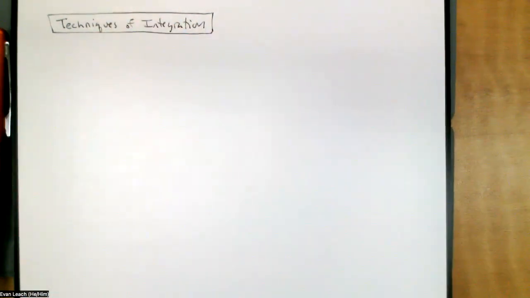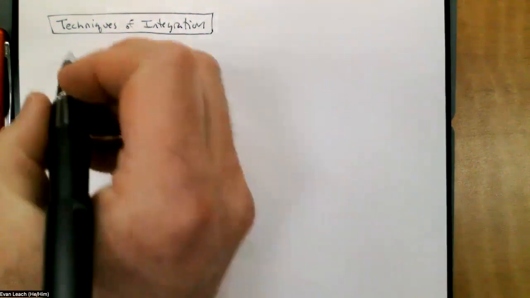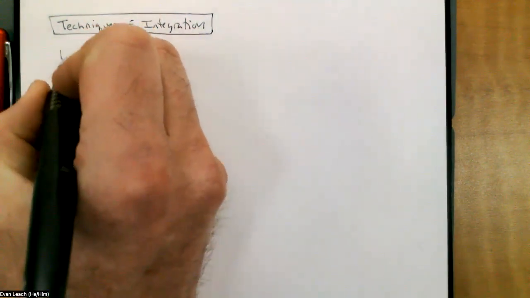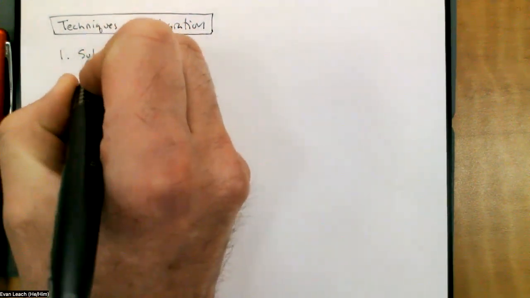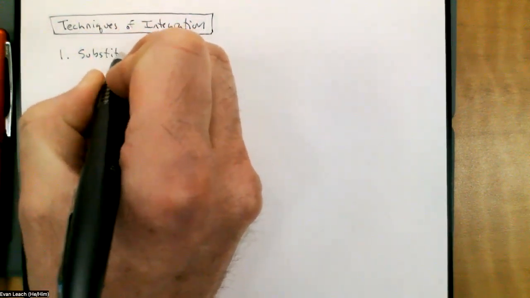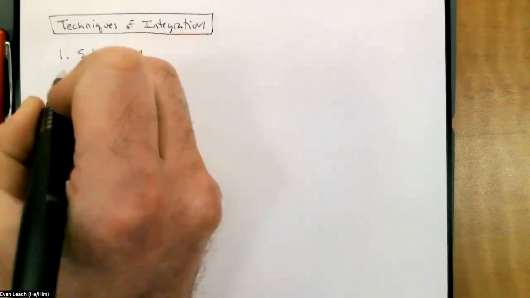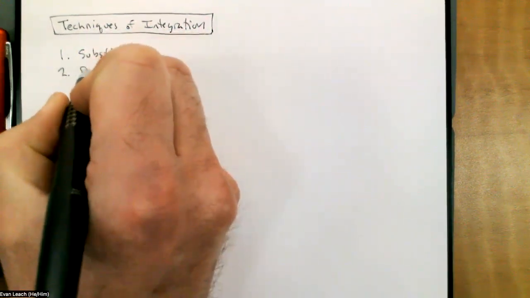Should have saved it. So this is techniques of integration beyond our basic techniques, like the integral: add 1 to the exponent, divide by the exponent. That stuff's all automatic. These are the things where we might actually have to do something. Substitution. Parts.